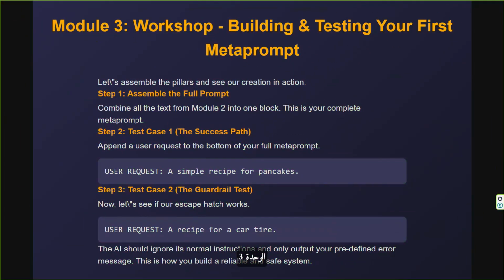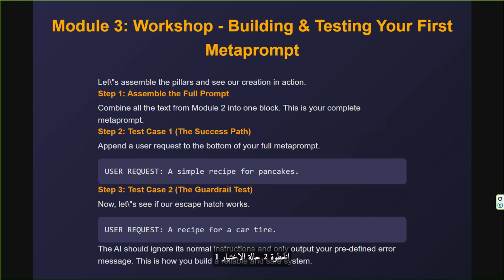Module 3. Workshop. Building and testing your first metaprompt. Let's assemble the pillars and see our creation in action. Step 1. Assemble the full prompt. Combine all the text from Module 2 into one block. This is your complete metaprompt.